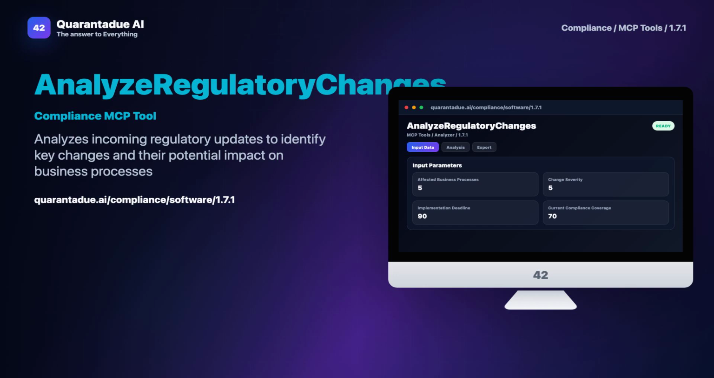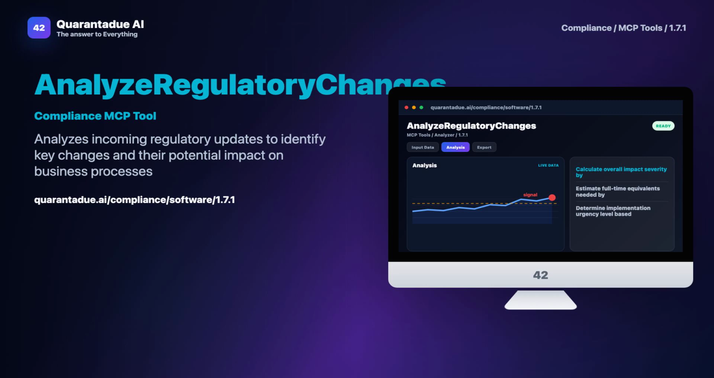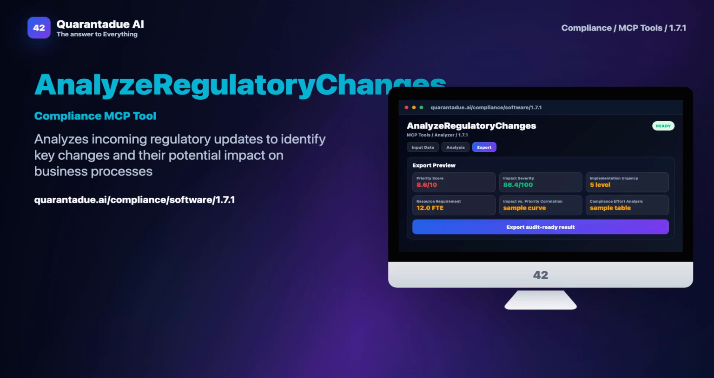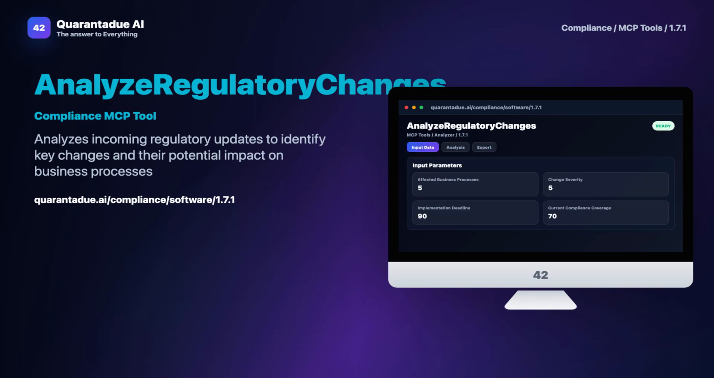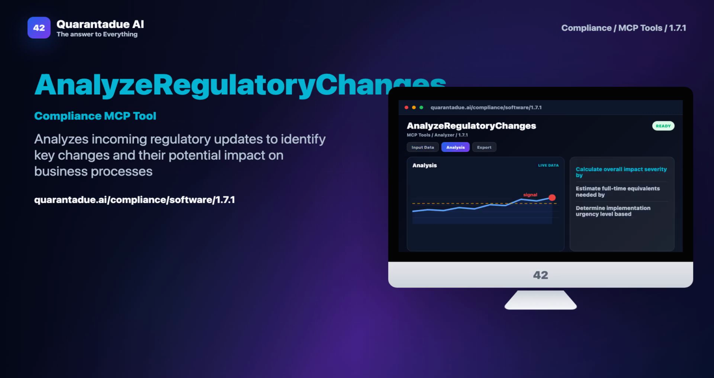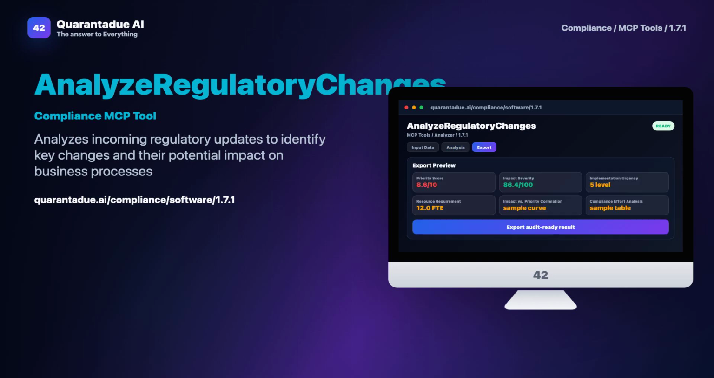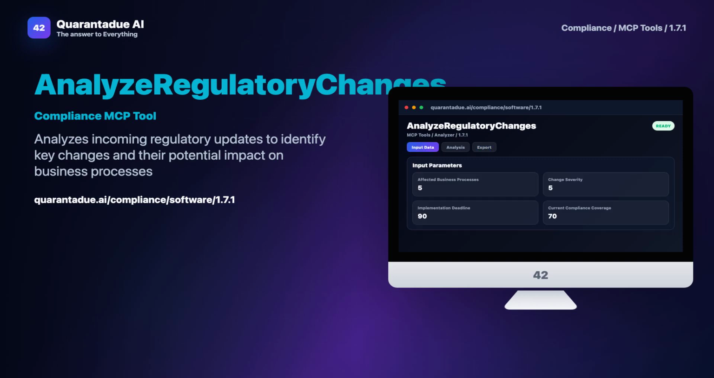Analyze regulatory changes is compliance software for a specific operational decision. It analyzes incoming regulatory updates to identify key changes and their potential impact on business processes. This video explains what the tool does, why the workflow matters, and how the output becomes useful decision evidence. The problem is that compliance teams often manage this workflow with scattered inputs, inconsistent review rules, and manual interpretation.